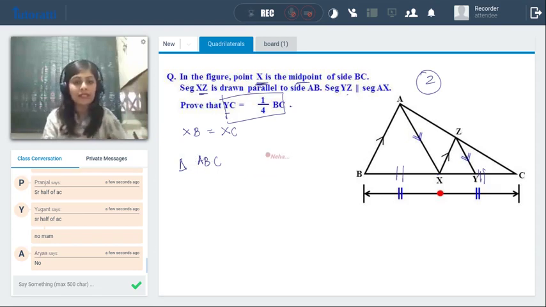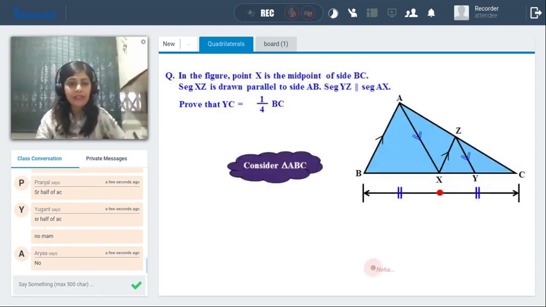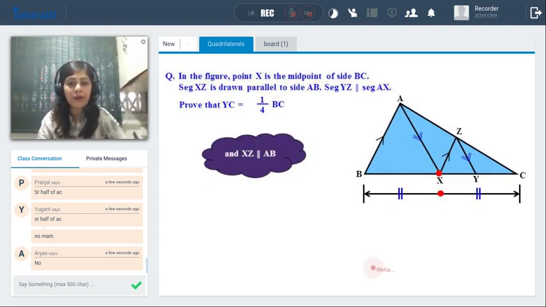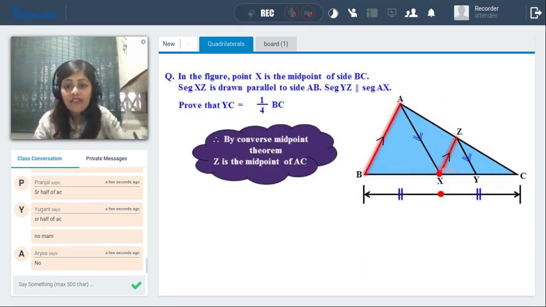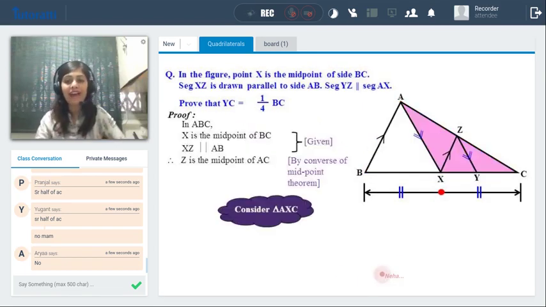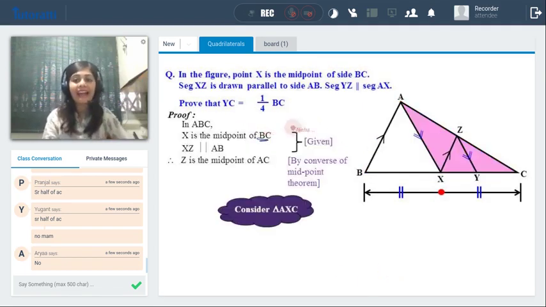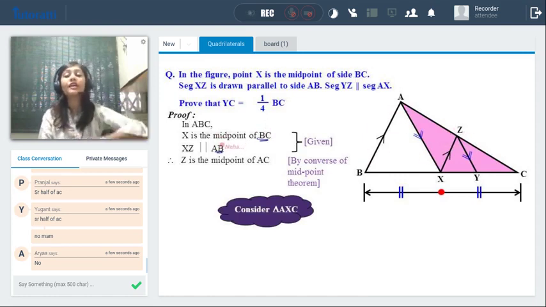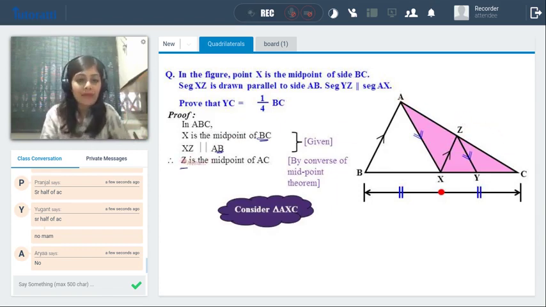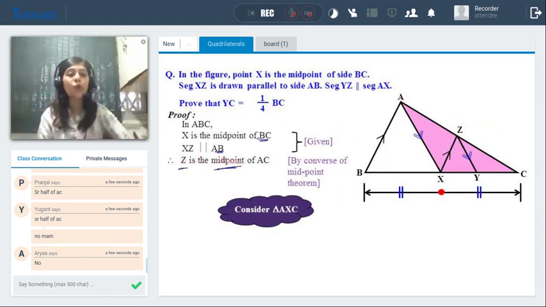Now, if you look at triangle ABC, students, what do you have? X is the midpoint of BC, and from this X, we have a line parallel to the second side AB of the triangle. Then by converse of midpoint theorem, we know that this line XZ will also bisect the third side. That means Z is the midpoint of AC. Now we understand that Z becomes the midpoint of AC.